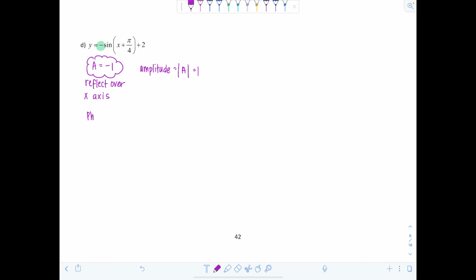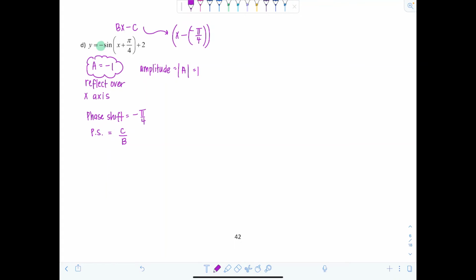Phase shift. Phase shift is equal to -pi/4. Remember, your phase shift is if you have bx minus c, phase shift is equal to c divided by b. And in this case, since we have x plus pi/4, think of it as x minus -pi/4. That's how you want to think of it. So just always switch the sign for that phase shift.